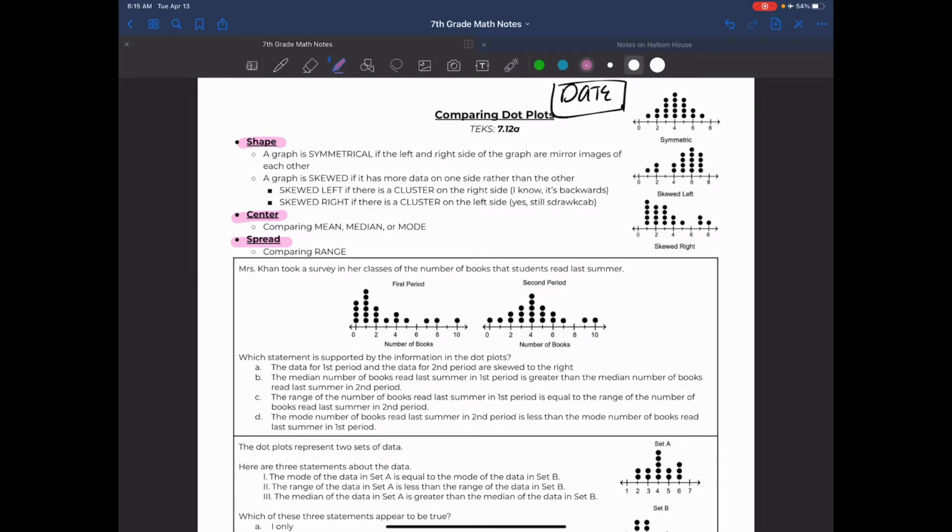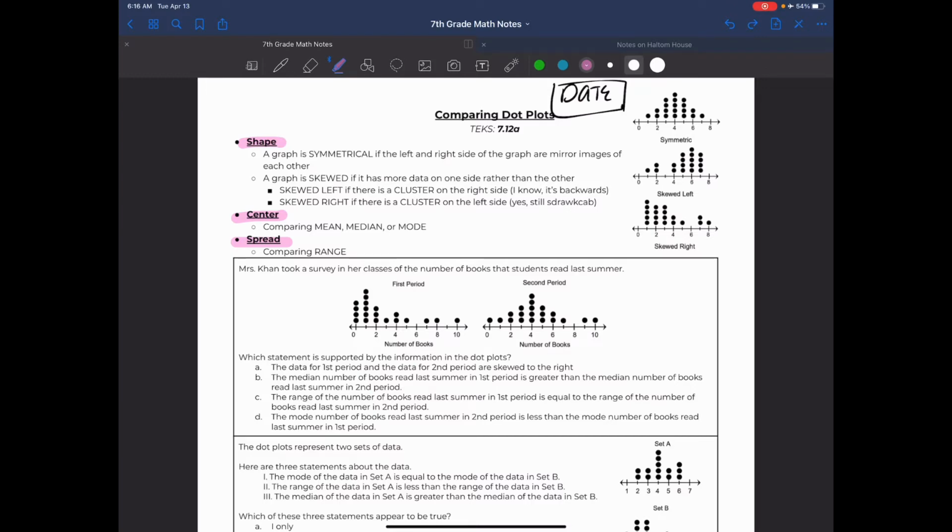Outliers and clusters, like here, this is a cluster, and this would be an outlier because it lies outside of the rest of the data. Then we compare centers, which is your mean, median, mode. Mean is the average, median, the middle, and mode, the most. And then lastly, the spread is just the range.